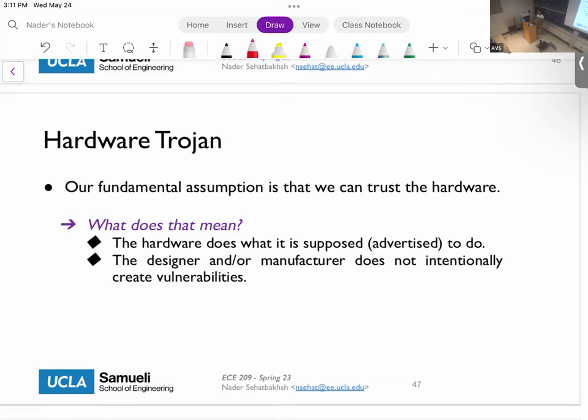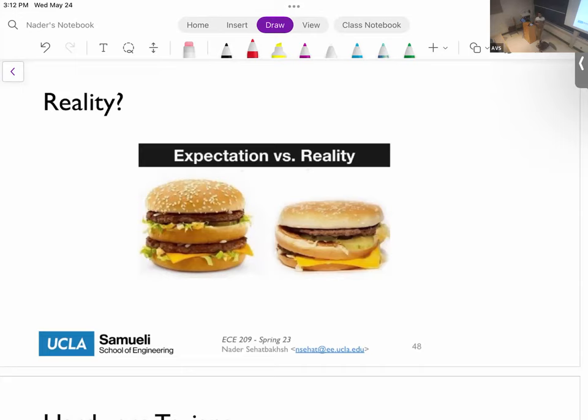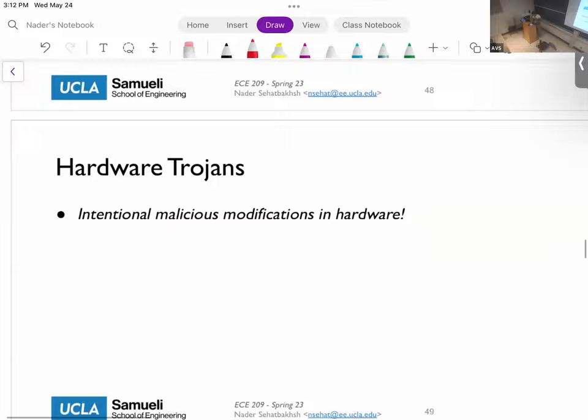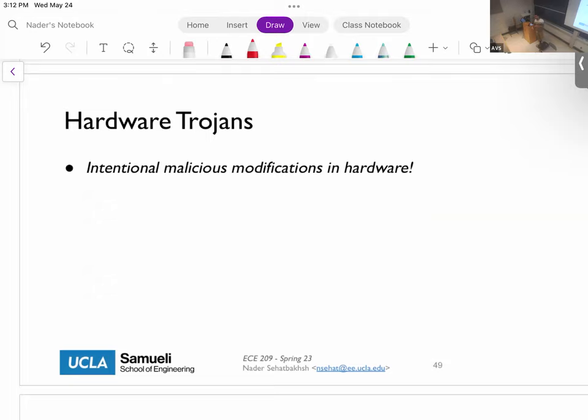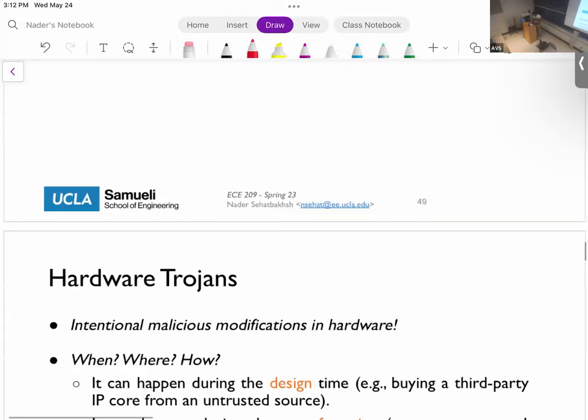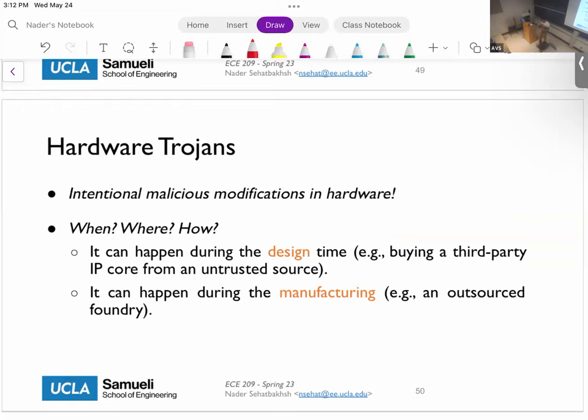The analogy is that your expectation is getting hardware that is error-free, bug-free, and works all the time. But in reality, because of all these trust issues that we have, the hardware is not doing what it's supposed to. So as I said, the more formal definition of hardware Trojans is intentional malicious modification in hardware. And the biggest questions about hardware Trojans are these three: where, when, and how.